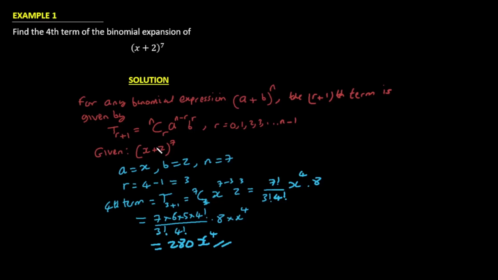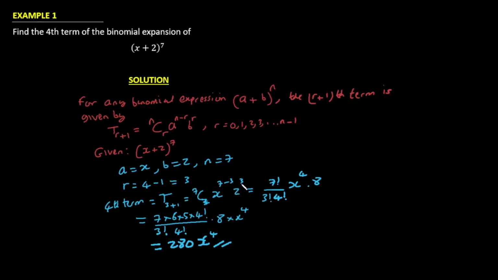So we say find the fourth term of the binomial expansion of (x + 2)^7. We compare this with the general form and get a is x, b is 2, and n is 7. For the fourth term, r is going to be 1 less than the term number, which is 4 minus 1, giving us 3. Then the fourth term is T_(3+1), and r is 3. Applying the formula, we have 7 combination 3, then x to the power of 7 minus 3.